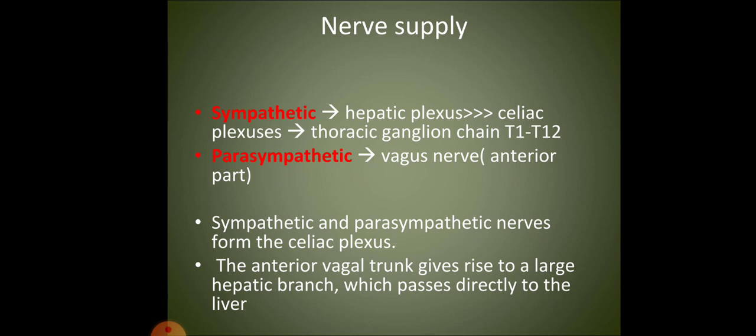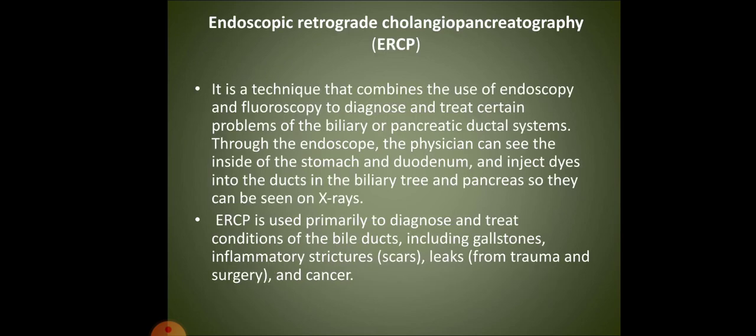Then the nerve supply. Sympathetic nerve supply is via the celiac plexus, that is the thoracic first to thoracic 12 spinal nerves. And then the parasympathetic innervation is via the vagus nerve, that is the 10th cranial nerve. The sympathetic and parasympathetic nerves form the celiac plexus. Anterior vagal trunk give rise to a large hepatic branch which passes directly to the liver.